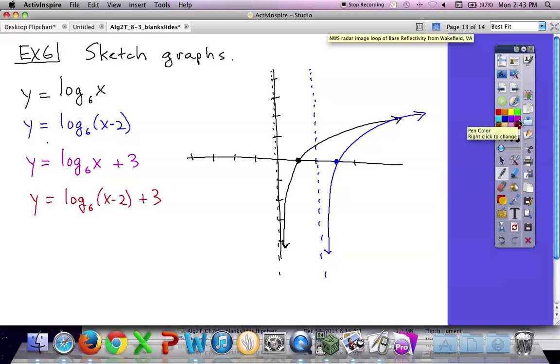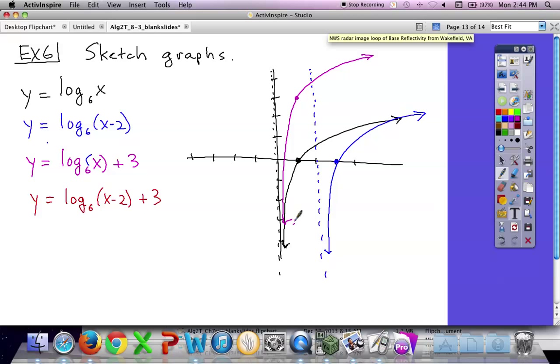Okay, purple. Okay, what's the shift going on in this one? +3. That's an up 3. When they don't put the parentheses there, it can be a little confusing, but if they mean that 3 to be in there, they should have it in parentheses. Otherwise, you assume it's afterwards. So that's an up 3. So that's take this graph, the black graph, move it up 3. So does that change the asymptote? No. So let's take this point up because it's the only point we know, and just sketch ourselves a new graph. Something like that.